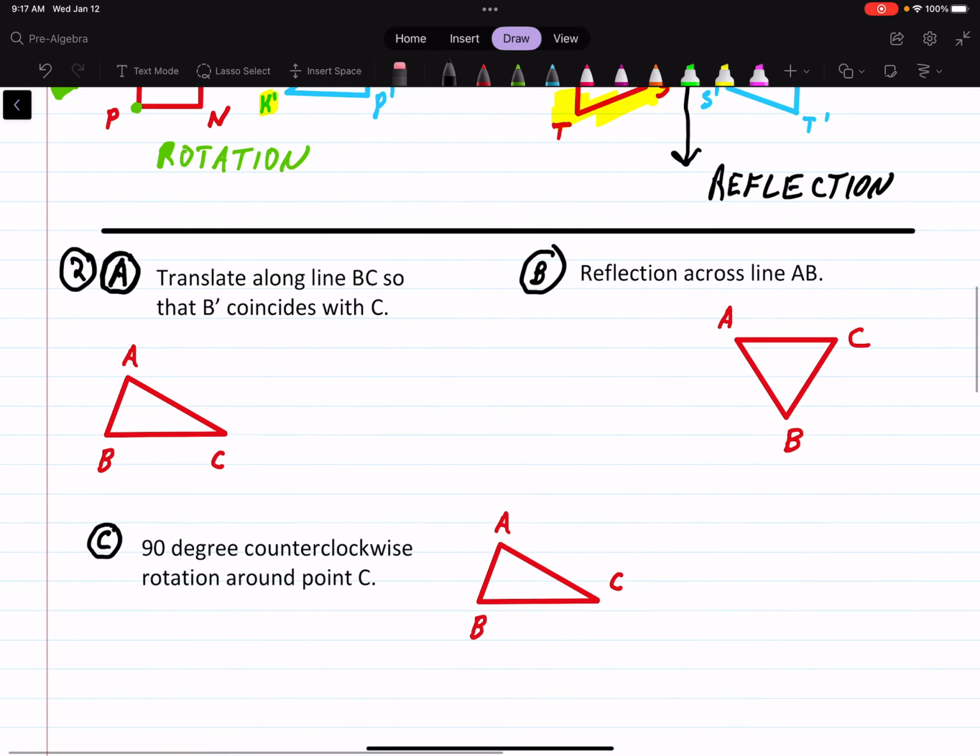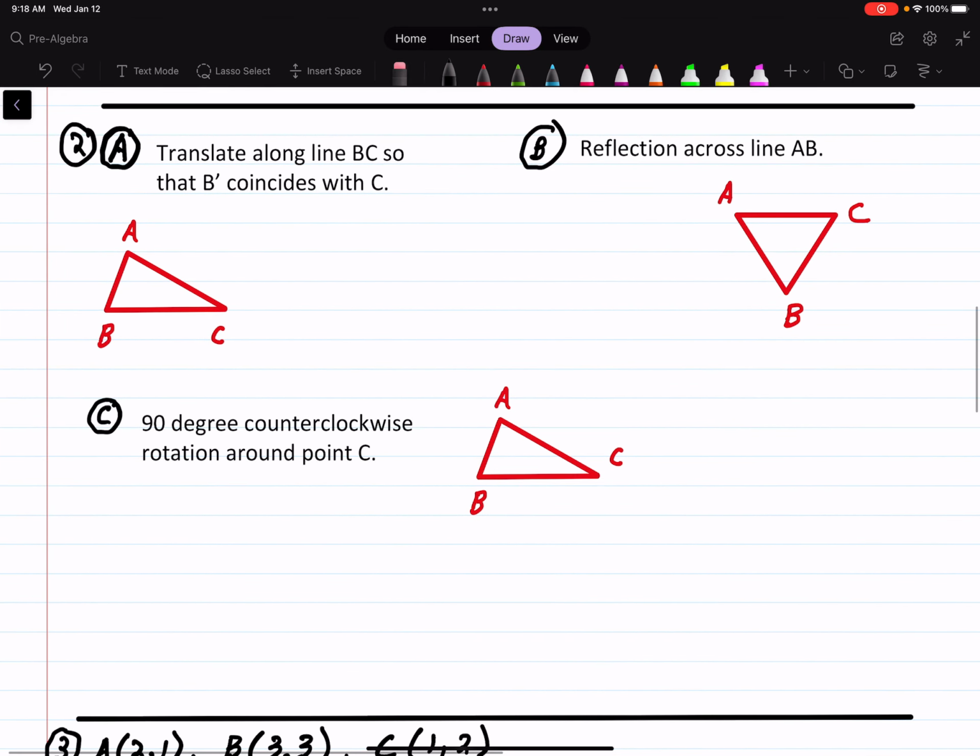All right, let's look at example 2, straight from the book again. On this one, it says, hey, I'm going to give you this figure ABC, and I want you to translate it, which means move it, and don't spin it at all, just move it, along the line BC, so that the new B prime is at the same place that C is right now. So let's see if we can do that with the drawing tool here.